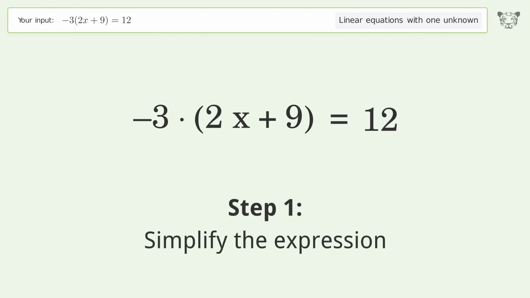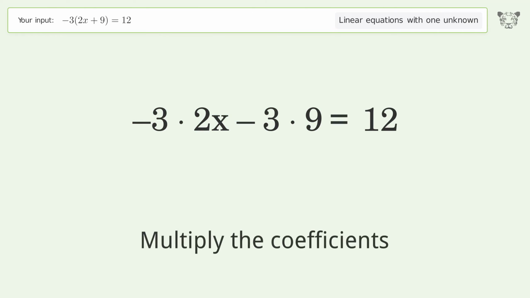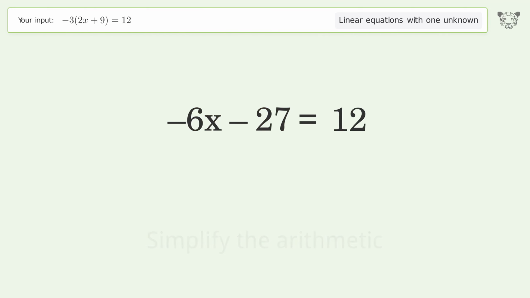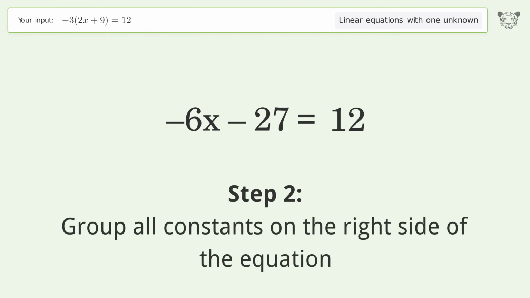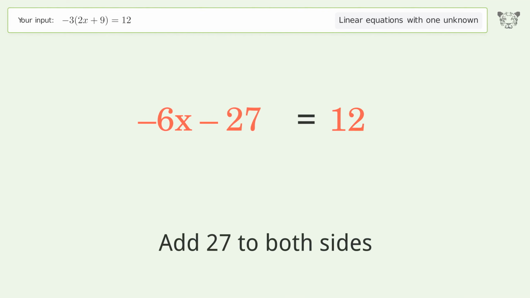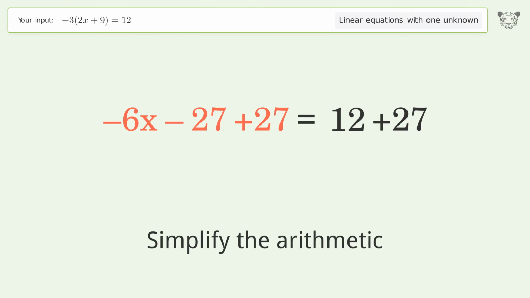Simplify the expression. Expand the parentheses. Multiply the coefficients. Simplify the arithmetic. Group all constants on the right side of the equation. Add 27 to both sides. Simplify the arithmetic.